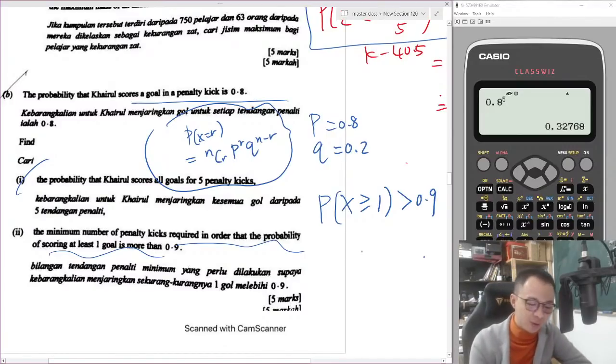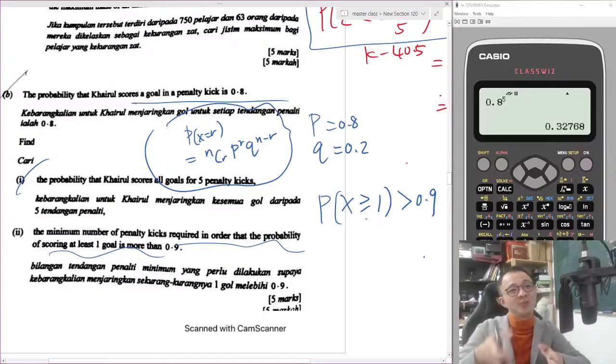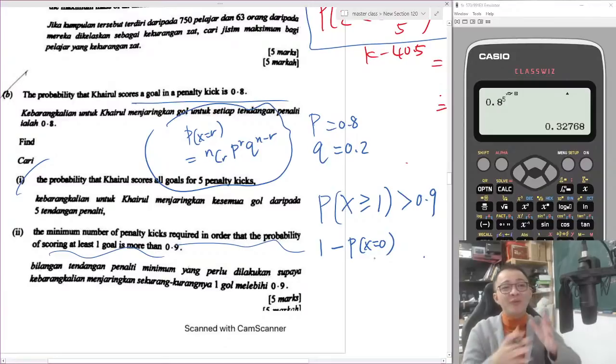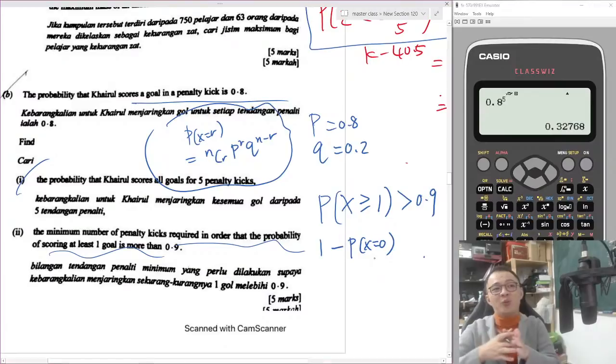Because we do not know how many kicks they want, if I start from 1, I would need to do 1 plus 2 plus 3 plus 4 plus 5 until n. Nobody will do that, and you don't know what n is. So the easiest way is to use 1 minus the probability of X equals 0. Because if you take everything from 0 until the total and minus 0, then you get from 1 onwards, and it must be bigger than 0.9.